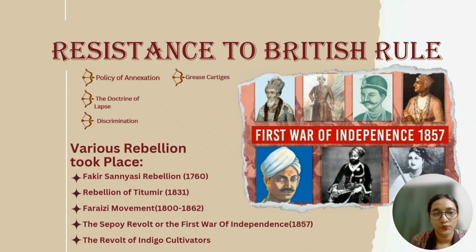Resistance to the British rule. Soon the people of Bengal, along with the whole Indian subcontinent, came under the rule of the East India Company. The company utilized their powers through the policy of annexation, the doctrine of lapse, and various other discriminations. Also, the greased cartridges that contained animal fat, like the fat of pig and beef, were given to the Hindu and Muslim soldiers who were working in the Bengal regiment. As a result of such various discriminations, rebellions took place against the company rule.